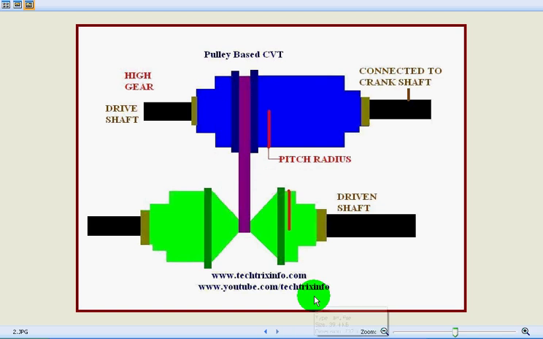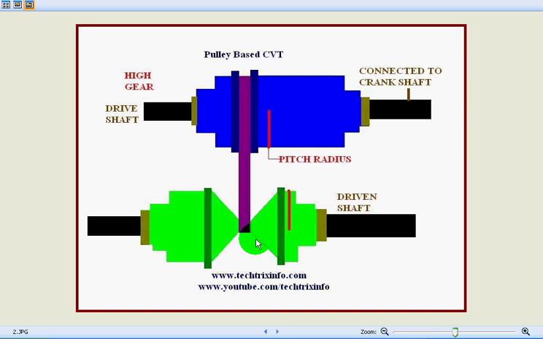So this system is on a high gear because the pitch radius of the driving pulley is at its maximum, and at the driven pulley the pitch radius is minimum because the driven pulleys have moved away from each other. So this is on a high gear, like a fifth gear. In a manual transmission this is working on the fifth gear, so this is maximum speed and minimum torque.